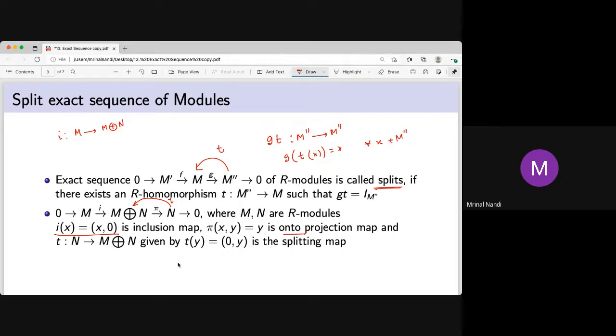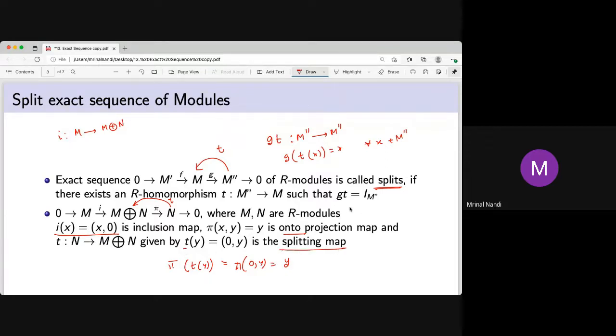And then what happened? Then G, what is G of T? So G of T y is G composed with (0, y), and (0, y)... sorry, it is not G, it is Pi. Here it's Pi. So Pi of (0, y) is just y, so it is identity on N. So that's why it is a split map. So that sequence is called split, and that map T is called the splitting map.